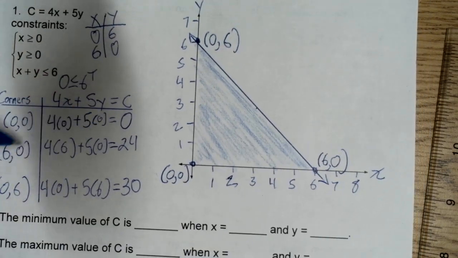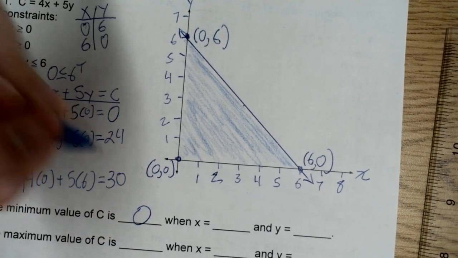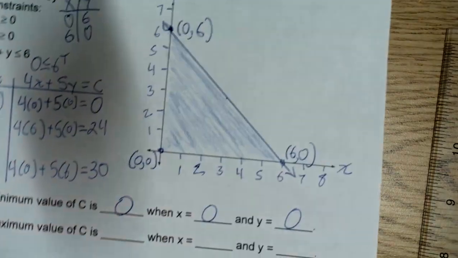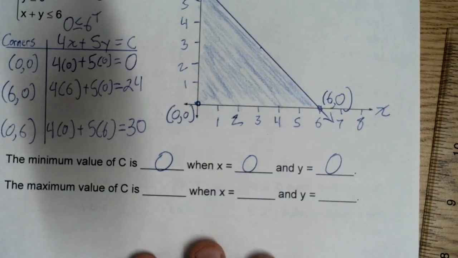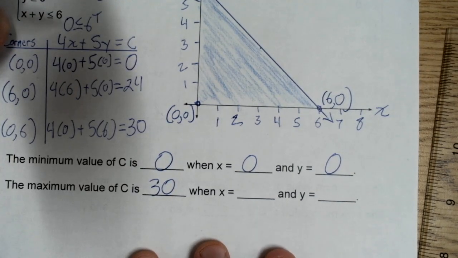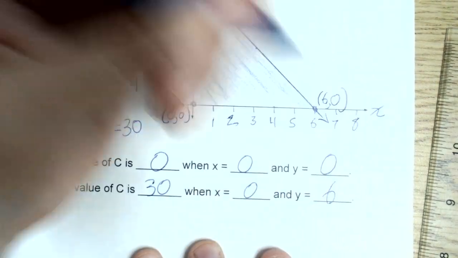So, looking at this, for my corners, the minimum value of c would be 0 when x equals 0 and y equals 0. The maximum value of c is 30, and that's when x equals 0 and y equals 6.